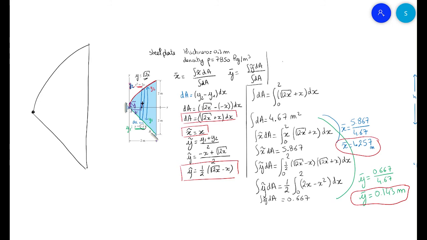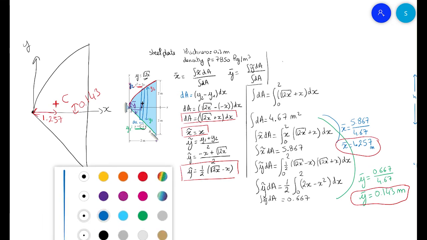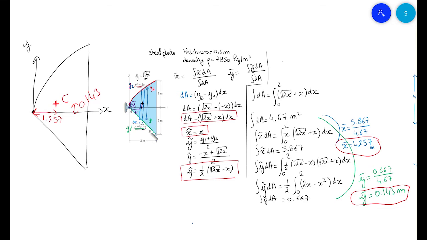So that's 0, 0. That's x. And that's y. And we know that C is somewhere there. And this distance is 1.257, and this distance is 0.143. Okay, and let's look now at the force. So we know the weight, and we know that the weight is at C. So that's the weight. How much is the weight?